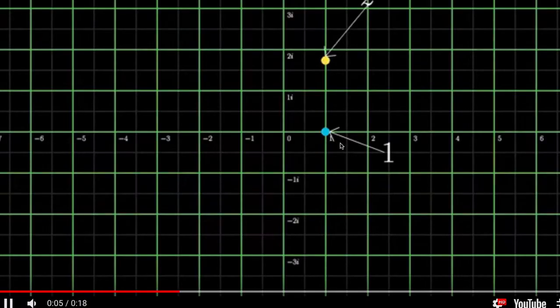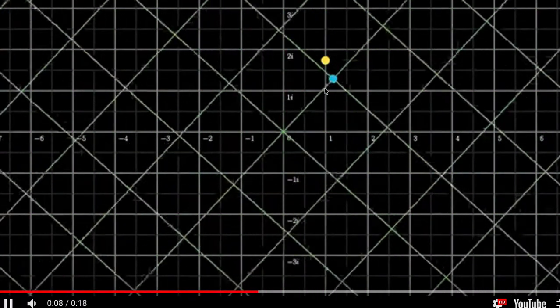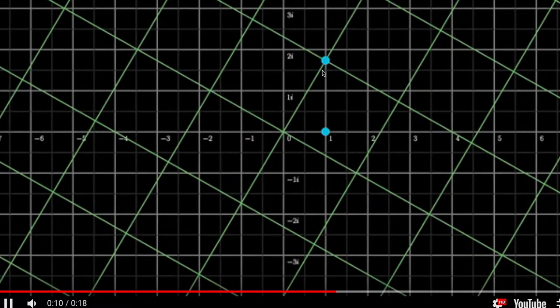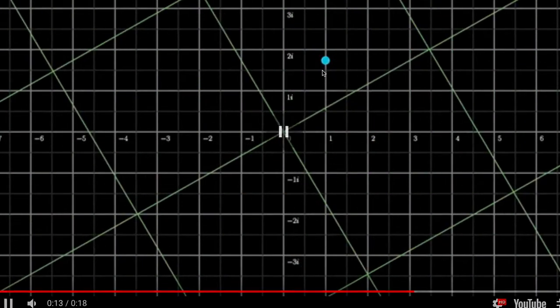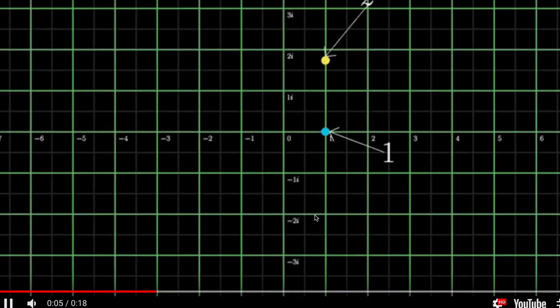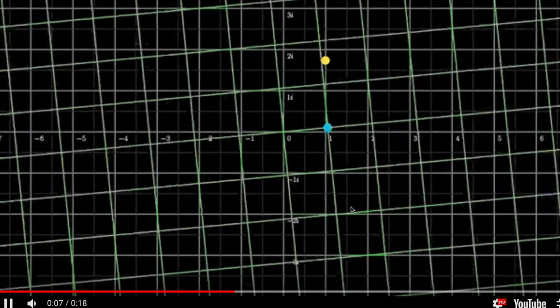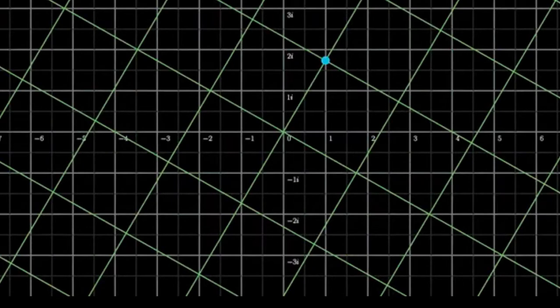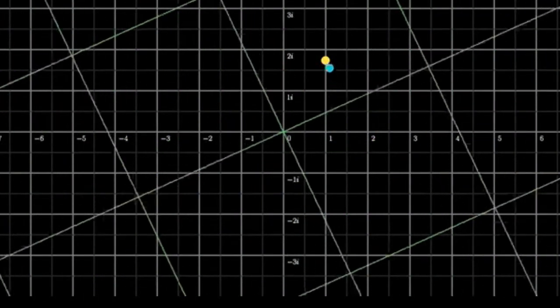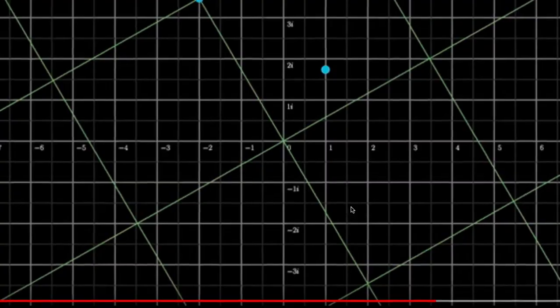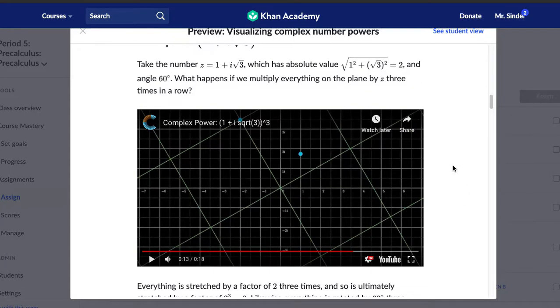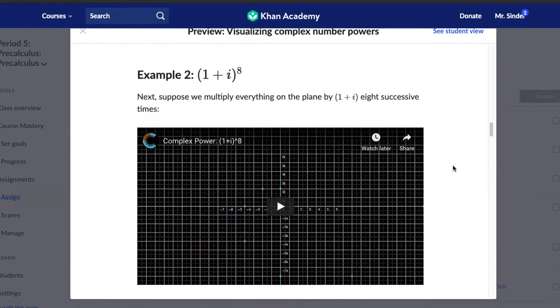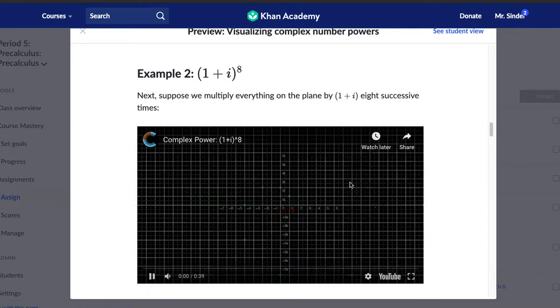So here's 1. I'm going to multiply by z. This is going to map to z, and everything got stretched out by a factor of 2 with a 60-degree rotation. If I do it again, it's stretching it even further and rotating it even further. Again, I go once, but then again, because I'm squaring it, and it comes out there. So it's the same idea of yesterday, but doing it multiple times. So let's do it 8 times. Ooh, 8 times.